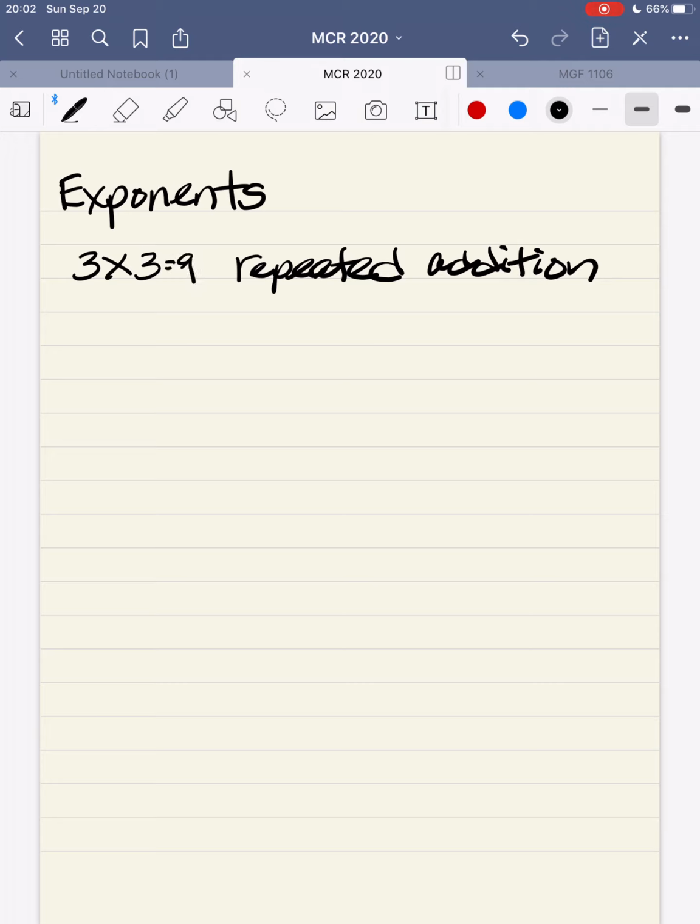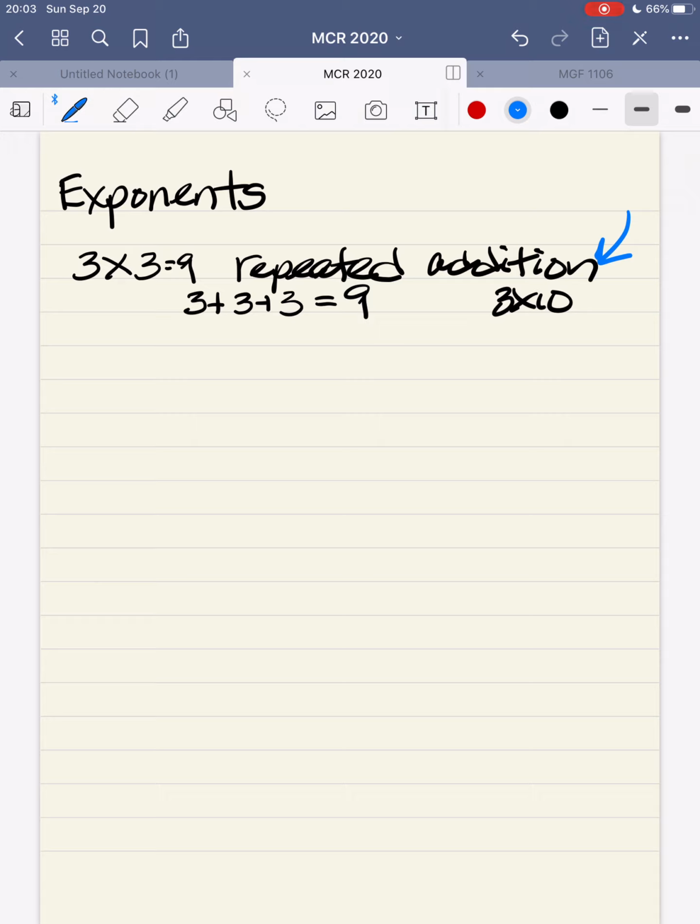I can also say that this came from the fact that I didn't want to keep doing this repeated addition to get 9. So multiplication is repeated addition. If we have 3 times 10, I don't want to add 3 and write it out 10 times. Mathematicians are very lazy people. So multiplication came from the fact that I don't want to keep doing repeated addition. So this is where multiplication came from.